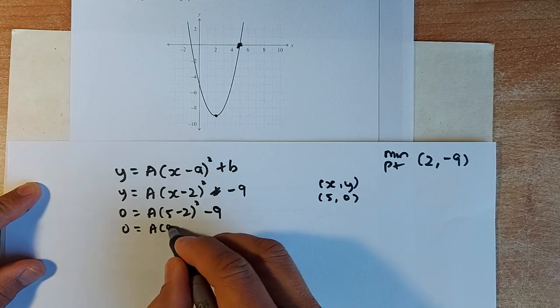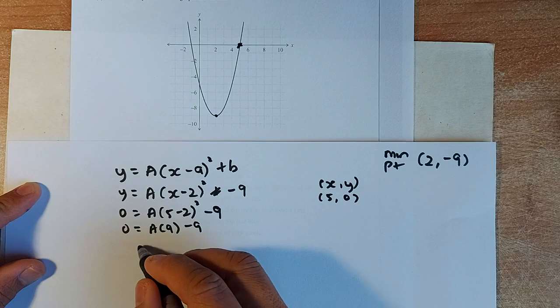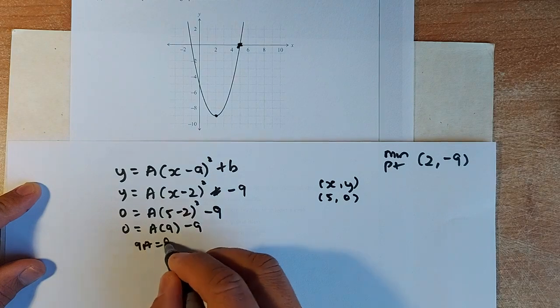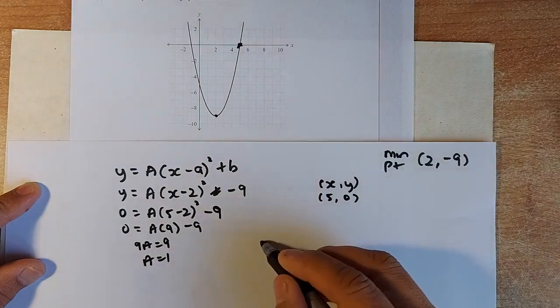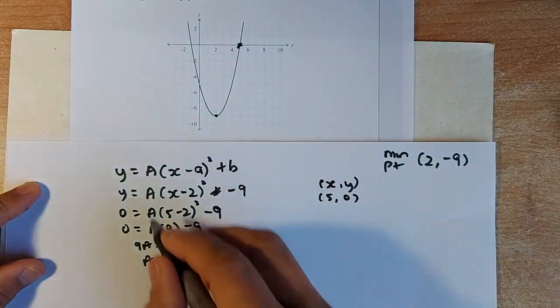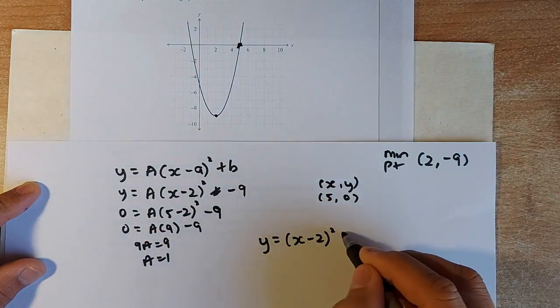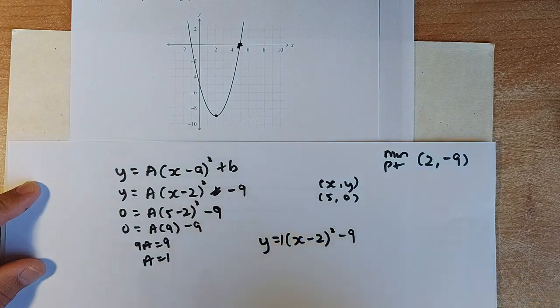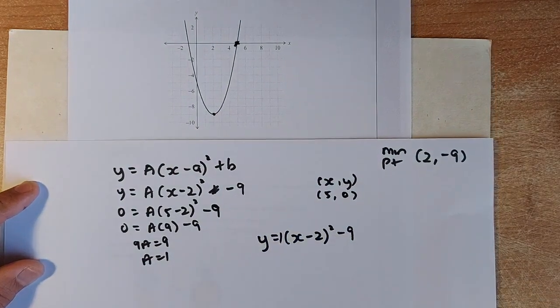If you use your algebra, bring the 9 over. So 9a equals 9, and your a equals 1. So your equation is y equals, now you substitute your 1 into that equation. So y equals 1 times (x minus 2) squared minus 9, and your a was 1, and that is the equation of the graph. Okay.